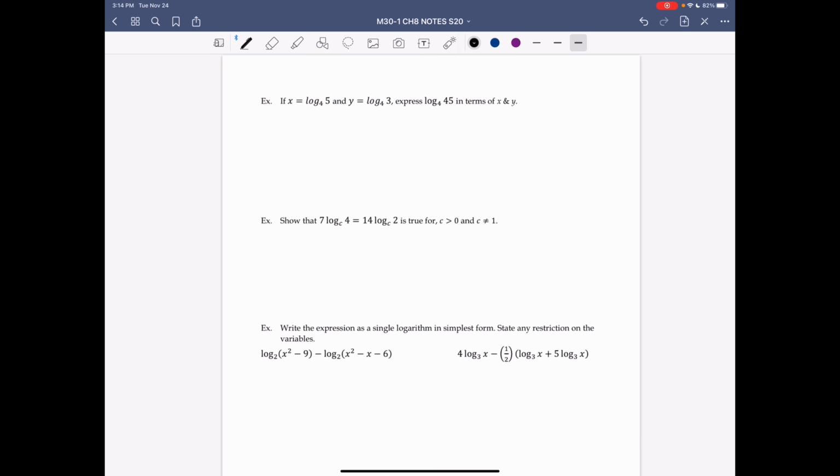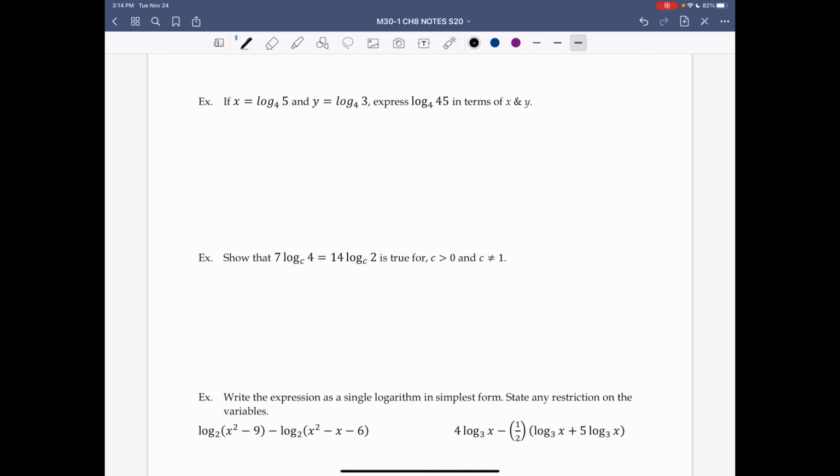If x equals log base 4 of 5 and y equals log base 4 of 3, express log base 4 of 45 in terms of x and y. So what we want to do here is break down 45 into a product that involves 5 and 3. Now 5 times 3 is 15, which is not 45, but we can write log base 4 of 45 is equal to log base 4 of the product 5 times 9.